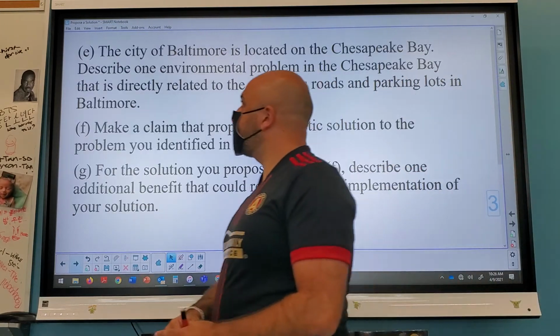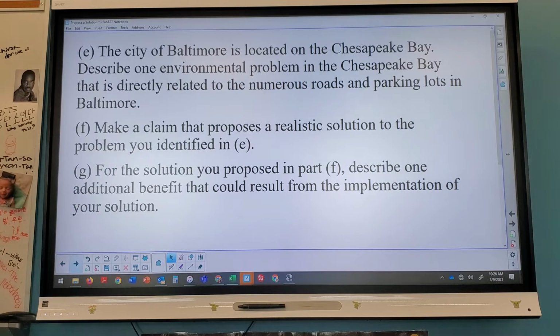Okay. So over here, looking at E, this is what I want you to think about for a second. The city of Baltimore is located on the Chesapeake Bay. Describe one environmental problem in the Chesapeake Bay that is directly related to the numerous roads and parking lots in Baltimore. So think for a second about an environmental problem in this Chesapeake Bay region. You've never been there, but you should be able to figure out from the next statement, which says that's directly related to the numerous roads and parking lots in Baltimore. So think about problems you know associated with roads and parking lots.